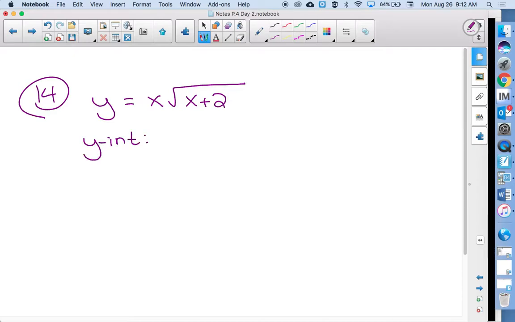Emma, why would the y-intercept be the easiest one to find? Yeah, it's already in y equals form. So you don't need to get the variable by itself, because it is by itself. And what are you plugging in for x there, Emma? 0. Yeah, just a 0. And 0 times the square root of 2 is still 0. So this y-intercept is at 0, 0. But we also need to find an x-intercept, and the x-intercept is found by setting y equal to 0 and solving for x.